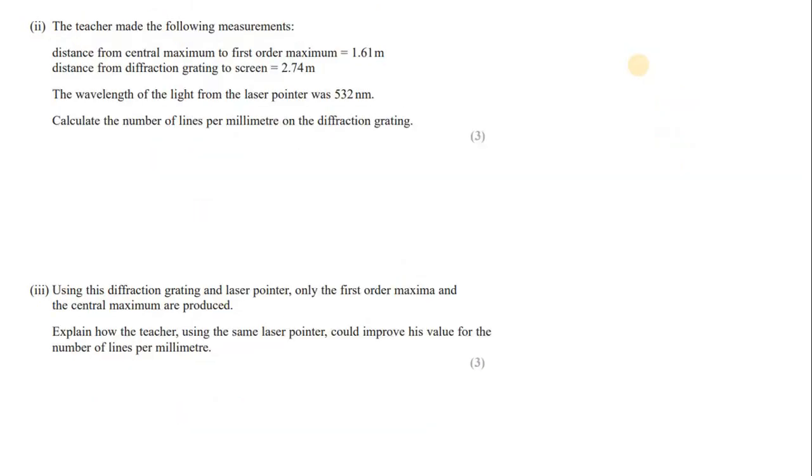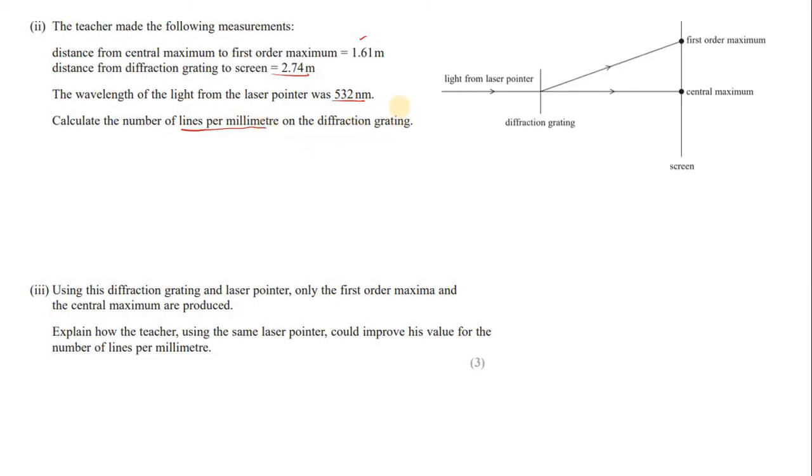The teacher made the following measurements. The distance from the central maxima to the first order maxima is 1.61. The distance from the diffraction grating to the screen is 2.74. The wavelength of the light is 532 nanometers. Calculate the number of lines per millimeter on the diffraction grating. So this is the situation.